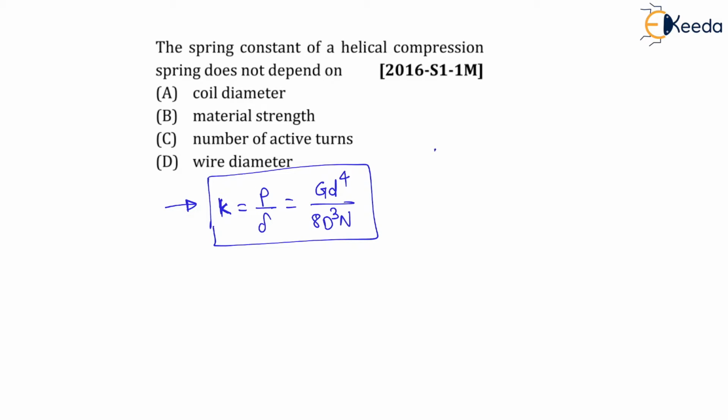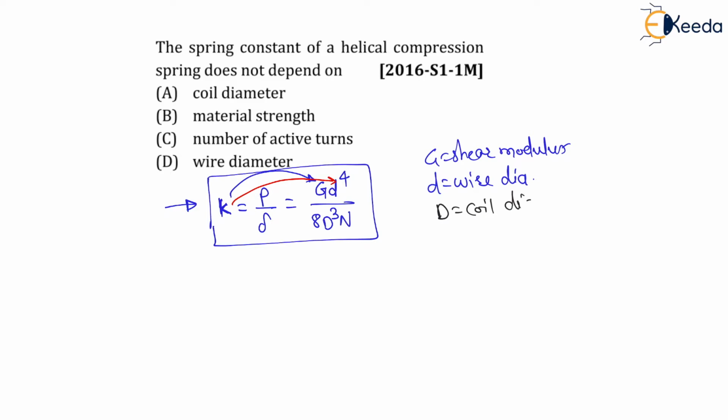Now my dear students, here G is shear modulus, right? Therefore K depends on G, that is shear modulus. Small d is wire diameter, and therefore again K depends on the wire diameter also, right? Here capital D is coil diameter. Therefore again K depends on the coil diameter, and N is number of active turns or active coils, right? Therefore again we can say K depends on N also, right?